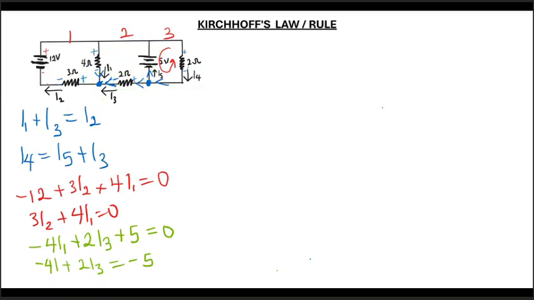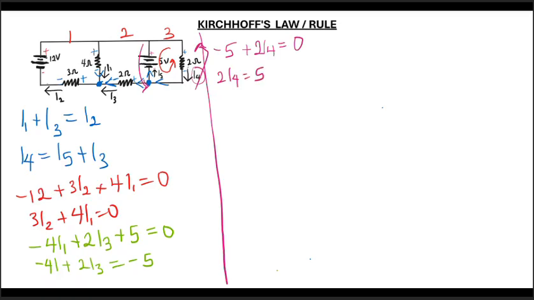For the third loop, we are still considering the movement like that, so it moves like this and it moves like this. We have only 2 resistors here, so this one will be easy to resolve. It's moving from positive to negative of this battery, so it is negative 5 volts, and it is moving from negative to positive of this 2 ohms resistor, so plus 2, but the current that flows inside it is I4, so plus 2I4, which is equal to 0. Resolving this, 2I4 equals 5, and I4 equals 5 over 2, which is equal to 2.5.